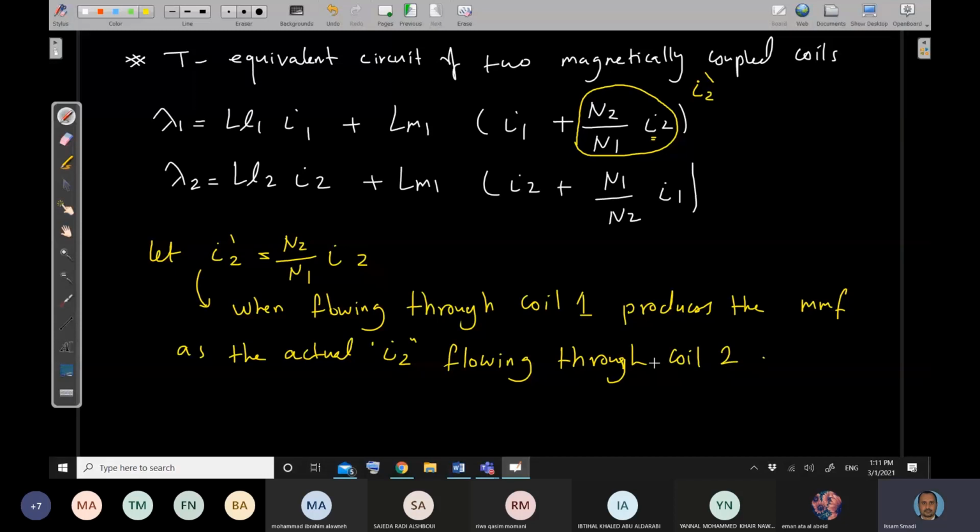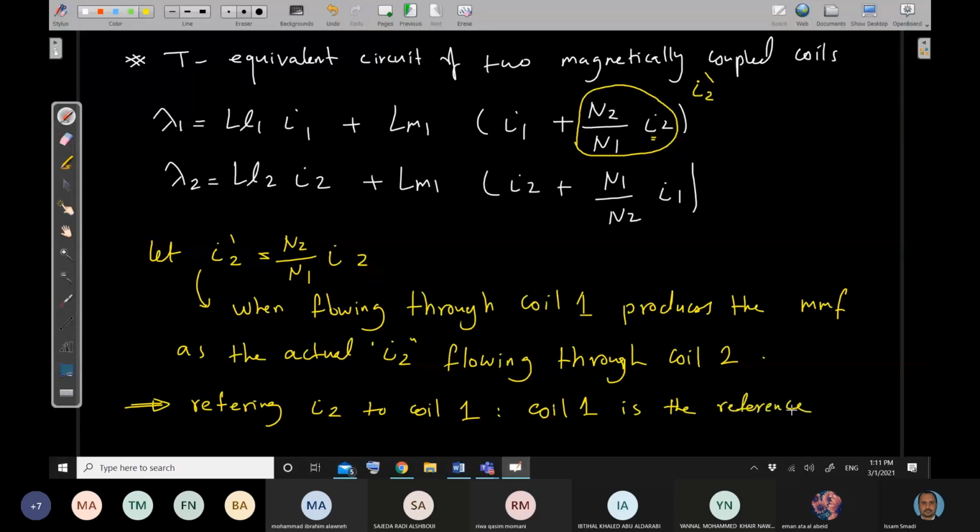So this actually, we are referring I2 to coil number 1. So coil number 1 becomes the reference. So this is actually what we call referring I2 to coil 1, in the sense that coil number 1 is the reference. Good.